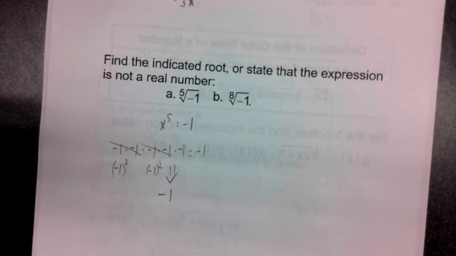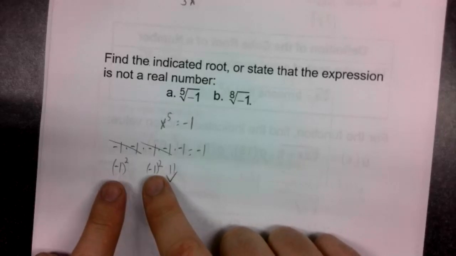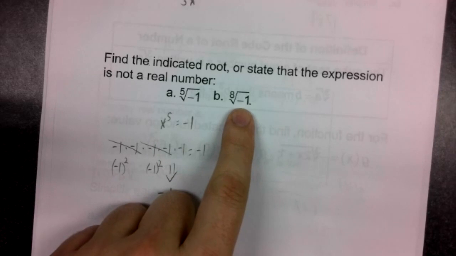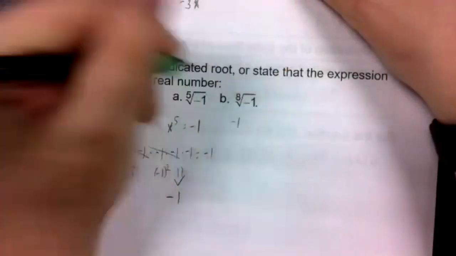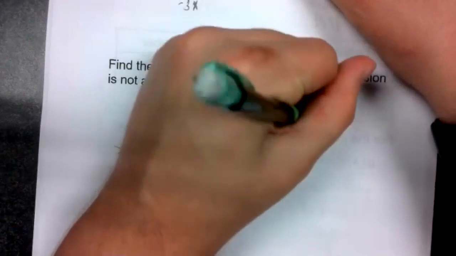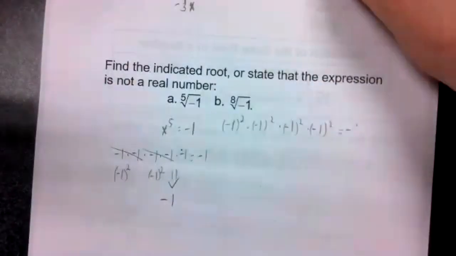So as long as I have pairs, in even numbers, they'll cancel out to a positive 1. So I'm going to use the same trick over here to see if I can find an answer. Well, this is negative 1 multiplied by itself 8 times. Or I can say it's negative 1 squared multiplied by negative 1 squared multiplied by negative 1 squared multiplied by negative 1 squared. And I want to know, is that equal to negative 1?